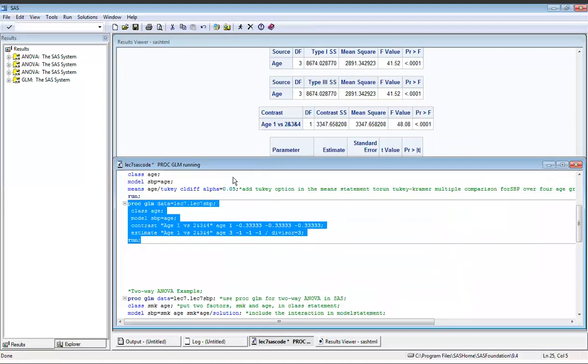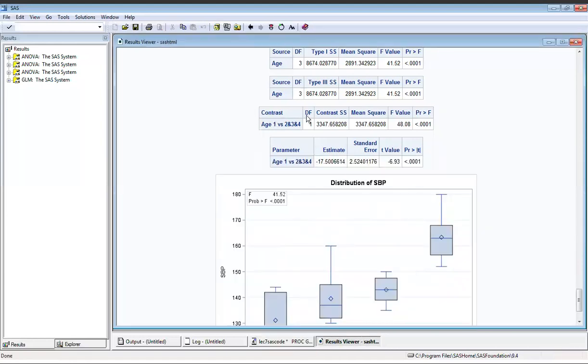And the second one is the one we use the estimate. So here we give the 1 degree of freedom test. So it's basically comparing the mean systolic blood pressure for age group 1 versus the average of mean systolic blood pressure for age 2, 3, and 4. And then the F-test gives a p-value less than 0.0001. And this is the F-test.